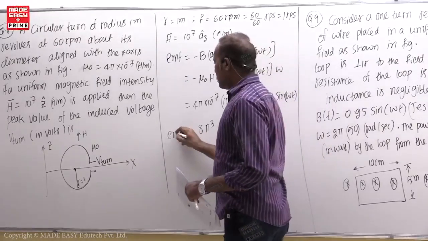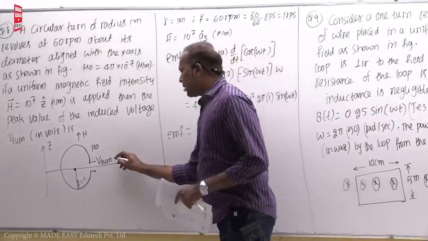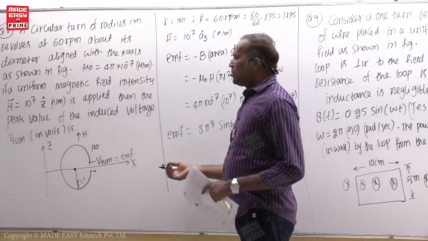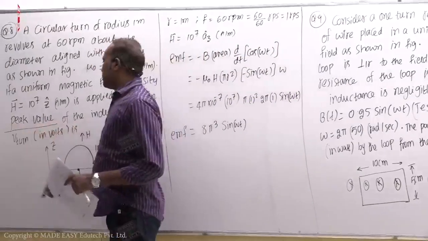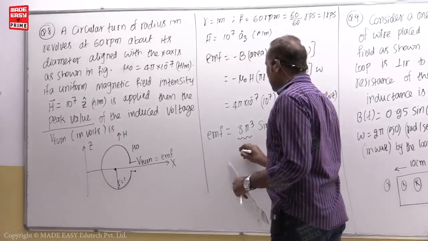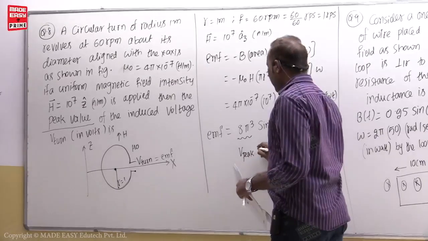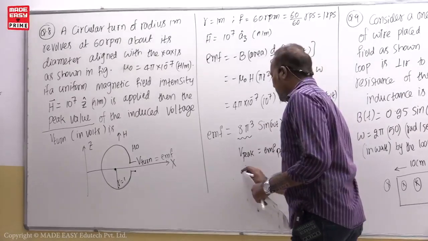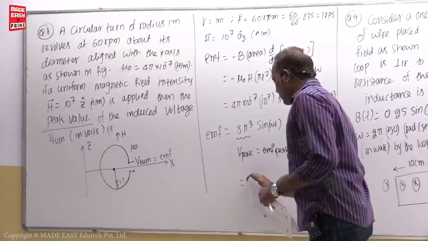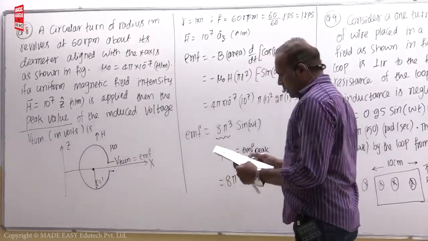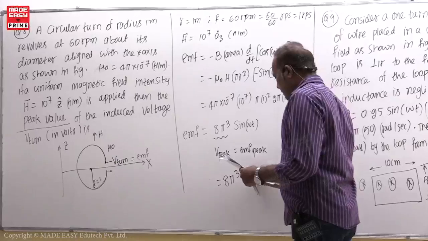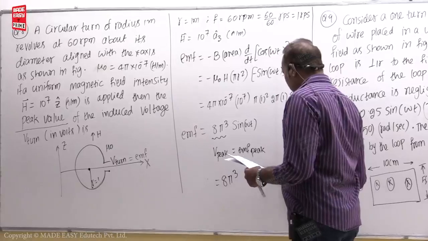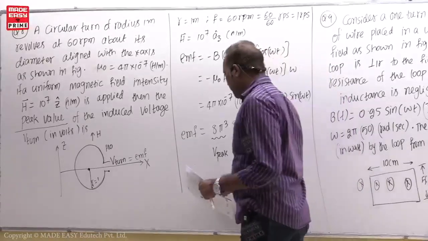So this is the induced EMF, he is calling that the induced EMF, he is calling that V turn, and then the maximum value is required. Peak value means maximum value here, so this is the maximum value, so V peak value this is, or otherwise EMF peak value. So that is 8 pi cube is the answer. Okay, so the answer is 8 pi cube. So if you solve this, you get this as 248.05 volts. This is the peak value.